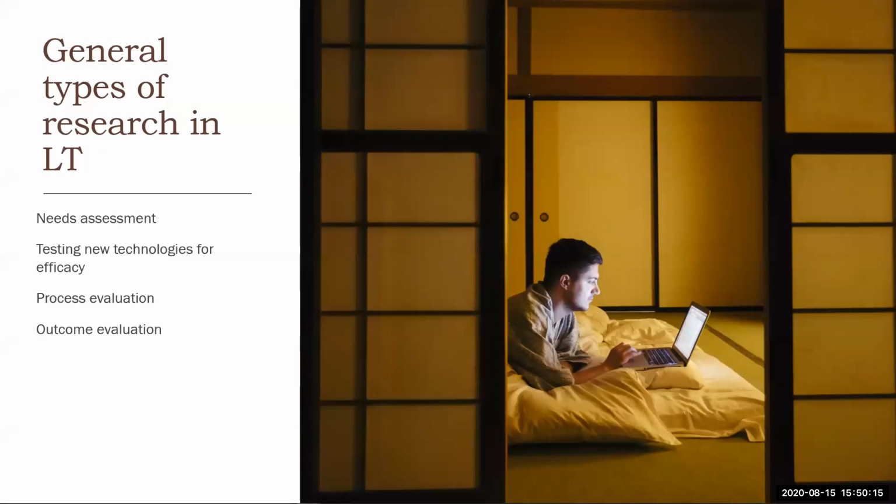So 4 of the general types of research that we do a lot of in learning technologies are needs assessment. What do people need in order to be able to perform better? What are the gaps and problems and other issues? So that's a big reason we use research. And then testing new technologies to make sure that they work. Sometimes we're looking at usability, sometimes we're looking at efficacy, but if a tool doesn't work, we shouldn't use it. So we need to know that. We also evaluate process to make sure that processes are working, that they're efficacious, that people are getting what they need. And sometimes we just look at outcomes. Did it work?